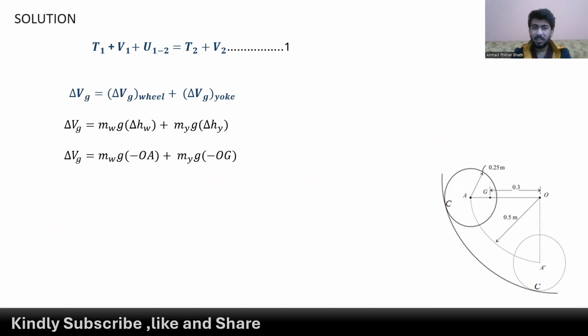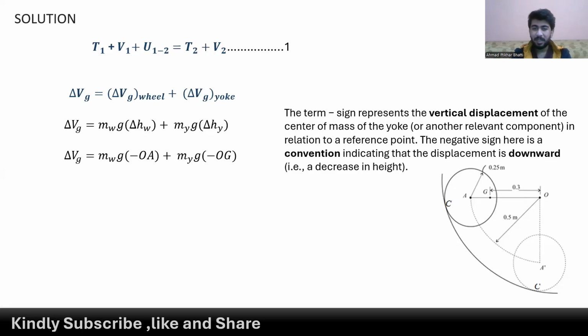The change in potential energy is due to the potential energy of the wheel and the potential energy of the yoke. So the potential energy of the wheel is equal to m_w g delta h_w, and for the yoke it is m_y g delta h_y. For the wheel, its distance from point O is OA, while for the yoke, this distance is OG. The minus sign represents the vertical displacement of the center of mass in relation to a reference point. The negative sign is a convention indicating that the displacement is downward, because if we move from point A to point A dash, the height is decreasing.